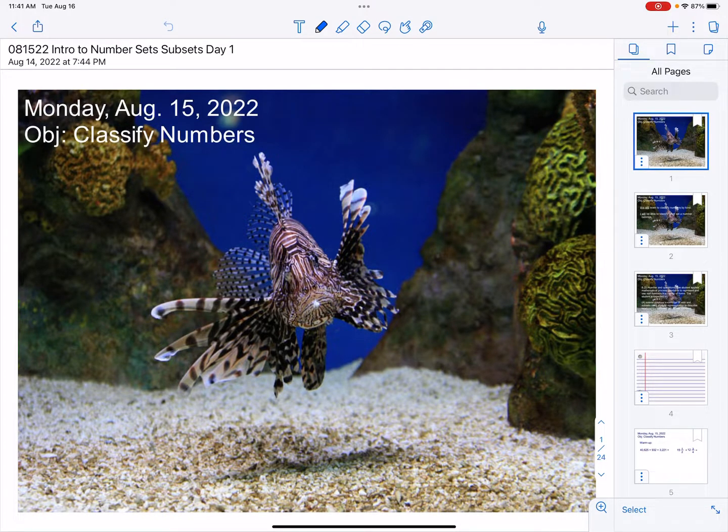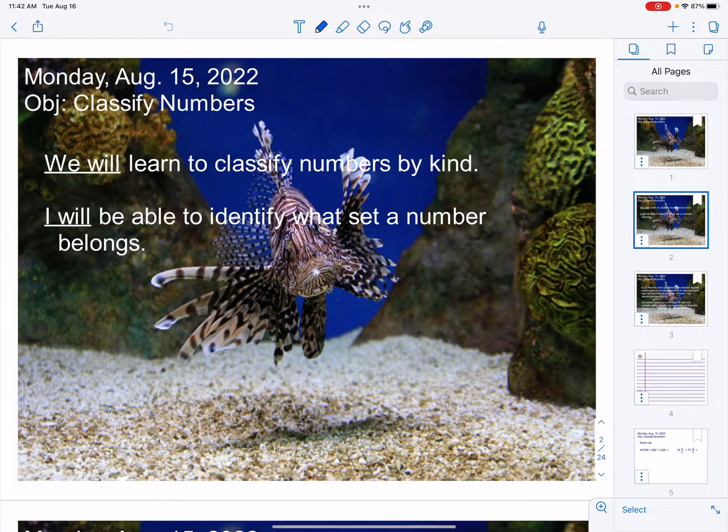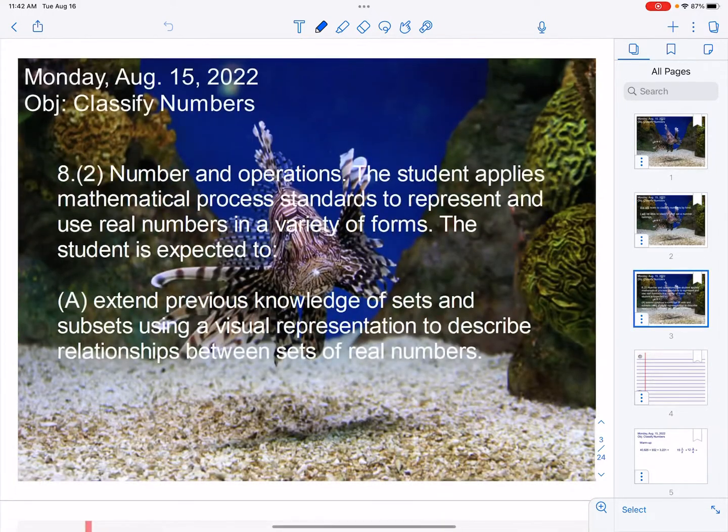Hello class. Today we're going to talk about classifying numbers. So by the end of this lesson, what we're going to learn is how to classify numbers by kind. Now why are we doing that?